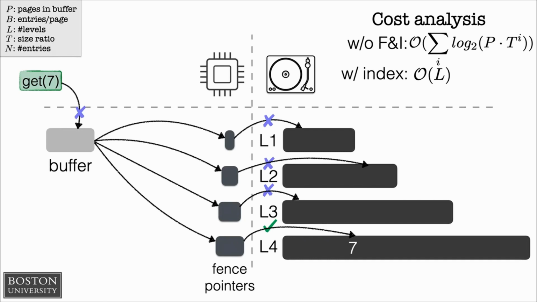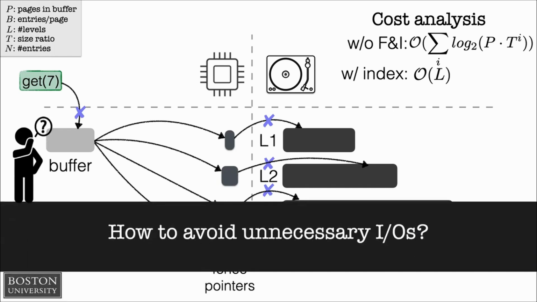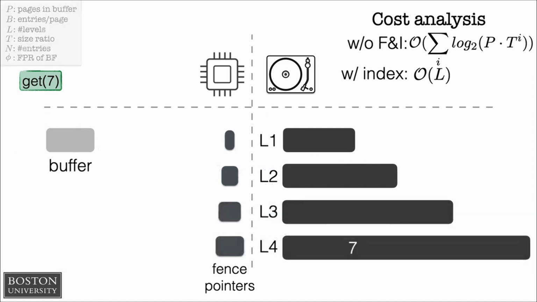n is the total data size. All right. Now, can we do better? We can still do better, right? We can avoid these unnecessary IOs. These IOs in level 1, 2, and 3 can be avoided by using additional metadata.